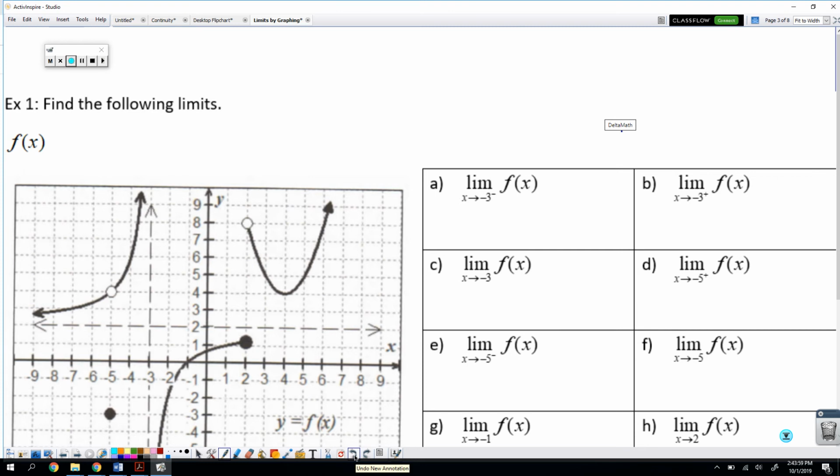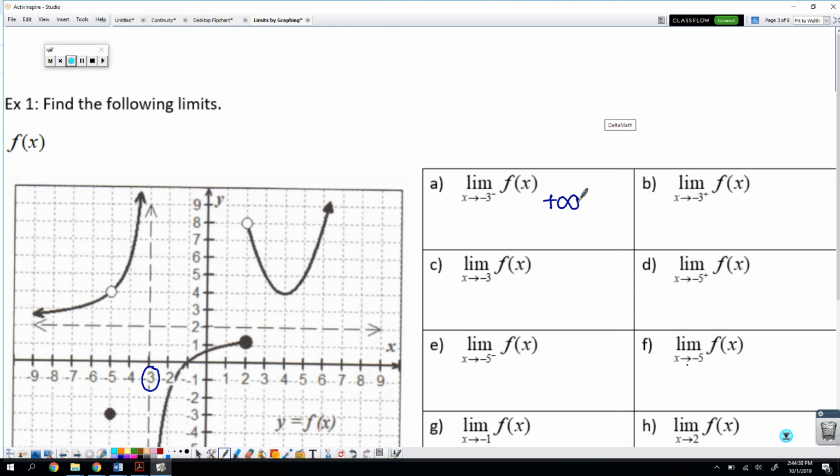So now let's look at this example. This example says, find the following limit. For example A, it says, find the limit as x approaches -3 from the left. So -3 is right here, and from the left, we're going to scan from the left. Look at where my pen is. It looks like from the left, this one is going towards positive infinity, because it's going up.